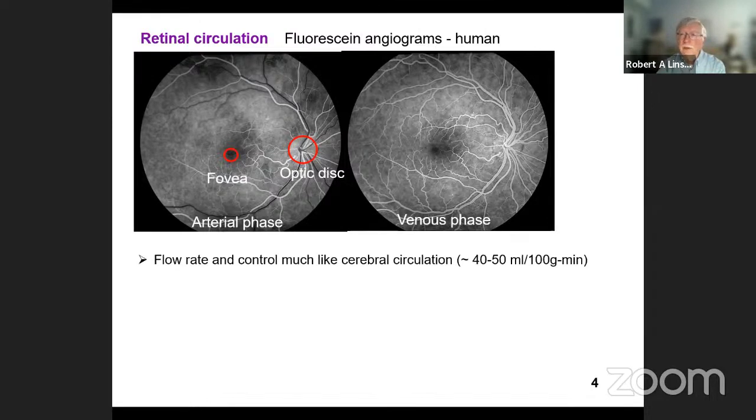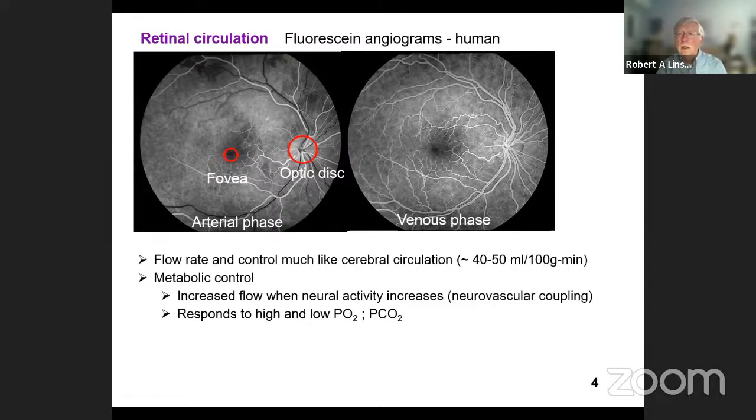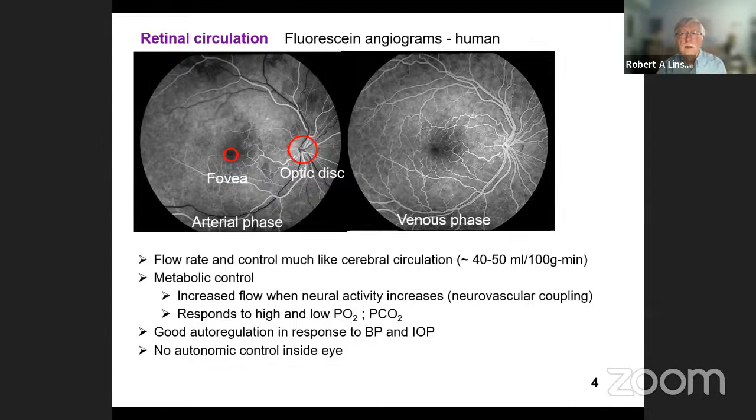The retinal circulation has a flow rate and control mechanisms, much like cerebral circulation. Flow rates are 40 to 50 milliliters per 100 grams per minute. The metabolic control is dominant here. So when neural activity increases, flow rate goes up. That's called neurovascular coupling, which occurs in the retina as well as the brain. And the retina responds to high and low PO2s and high carbon dioxide levels as well, dilating or constricting the circulation. There's also good regulation in response to blood pressure and intraocular pressure, but no autonomic control. So that stops where the optic nerve enters the eye. The ophthalmic artery has a little bit of autonomic control, but circulation within the eye itself does not.